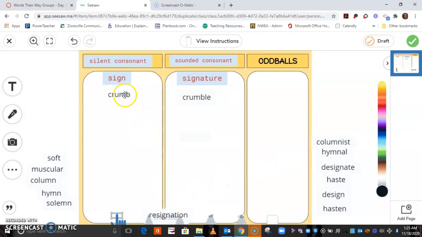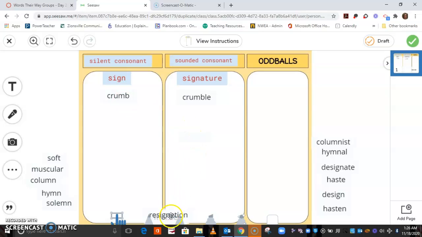And hopefully you saw the word crumb. Now, why would crumb be difficult for someone to spell? Well, the B is silent here. And sometimes we want to know why that is silent. You usually have to look at the longer word to figure out why that letter is even there, even though it is silent. So crumble is the longer version. Crumb is going to be your silent consonant version.